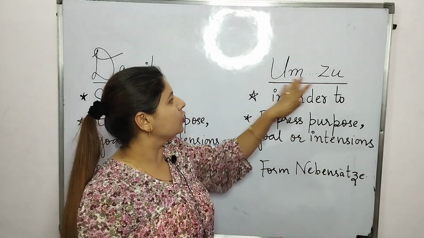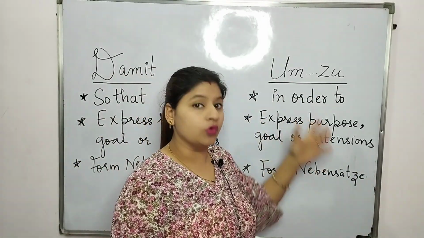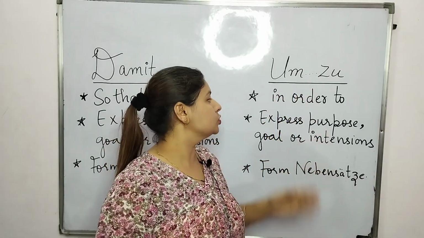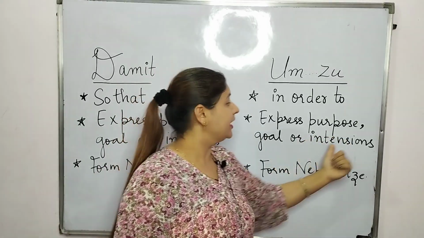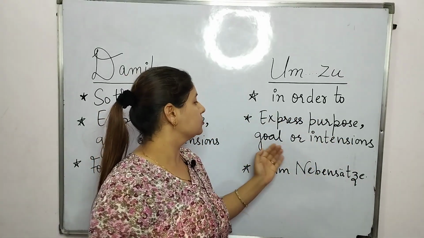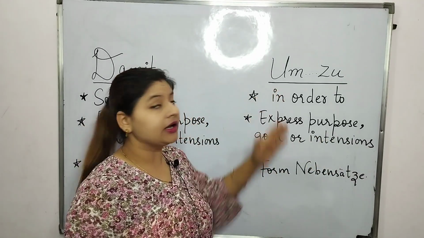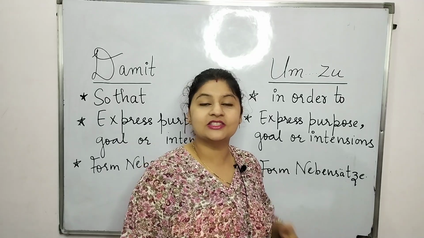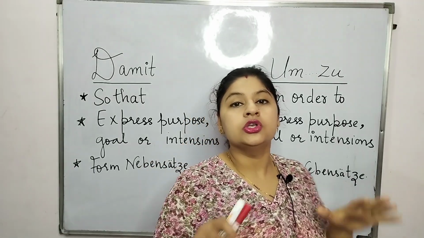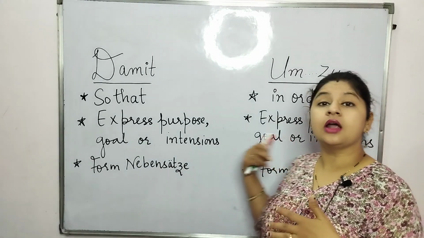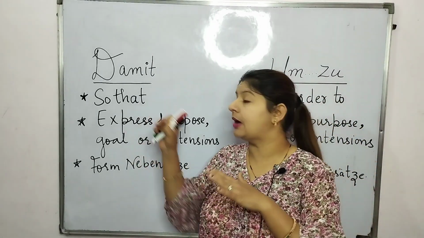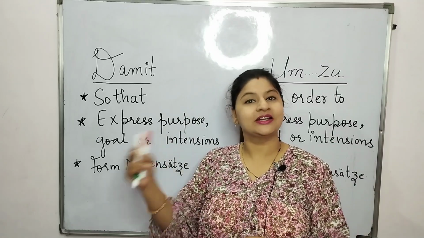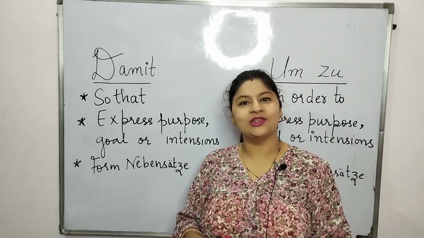Similarly, the literal translation of um zu is "in order to". We use um zu to express purpose, goal and intentions. And like damit, it also makes Nebensätze, verb at the end. So as we can see, there is a lot of similarity between damit and um zu. Let's see where we can use damit and where we can use um zu.